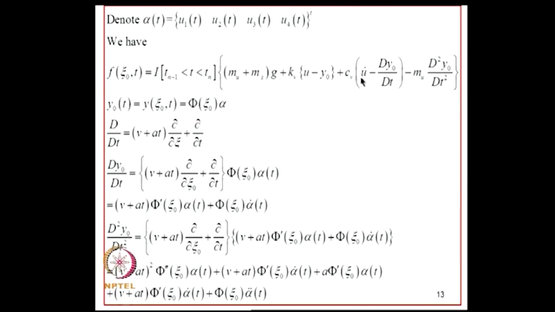Now I have to take care of these terms, d by dt of y0, d square by dt square of y0.